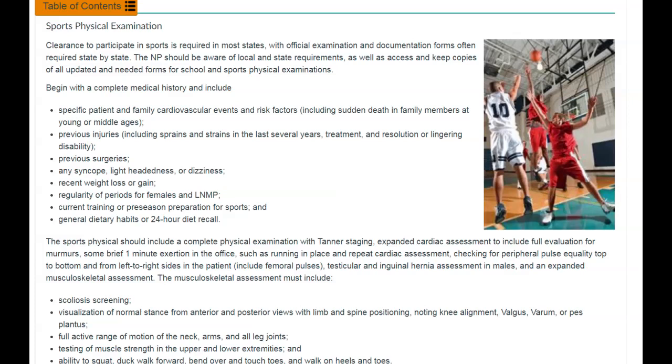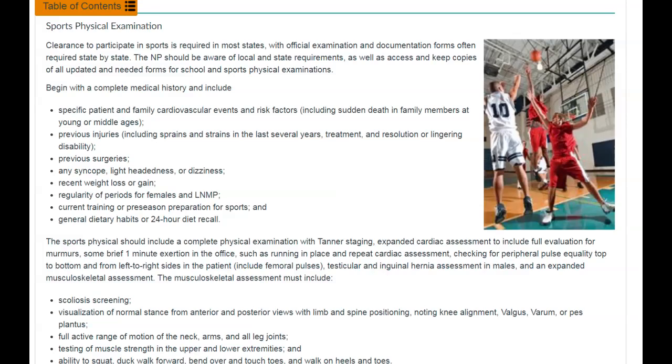Clearance to participate in sports is required in most states, with official examination and documentation forms often required state by state. The NP should be aware of local and state requirements, as well as access and keeping copies of all updated and needed forms for school and sports physical examinations.